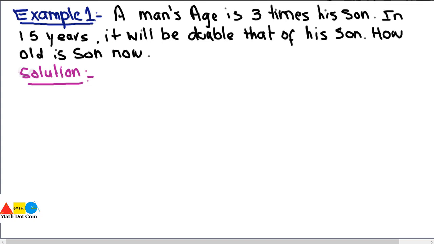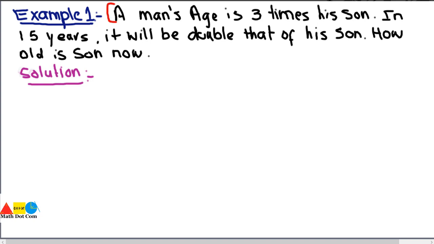In which you will be asked: a man's age is 3 times his son's. In 15 years, it will be double that of his son. Now, how old is the son now? How can you find the solution of such a problem quickly? Step one is to divide the question into two parts, and keep in mind that the number of equations will depend on the number of quantities in the given question.